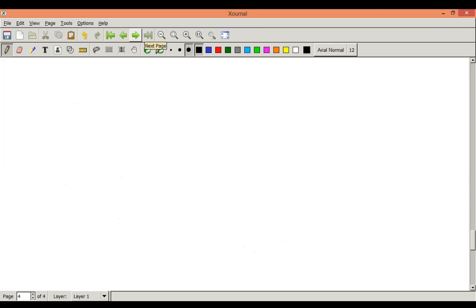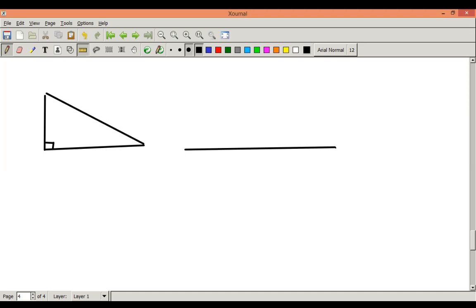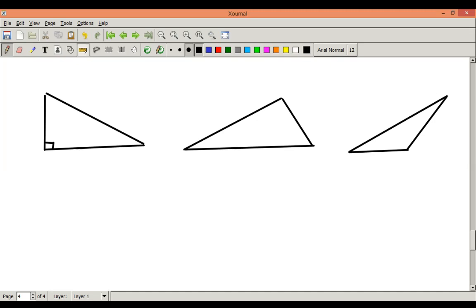Okay, let's go back and talk more about those triangles, because the height can be different things in different triangles. So let's look at that triangle, which is going to be a right triangle. Let's look at this next triangle, which can look like this, an acute triangle. And then let's take a triangle that looks like this. It's an obtuse triangle. We'll talk more about those later.